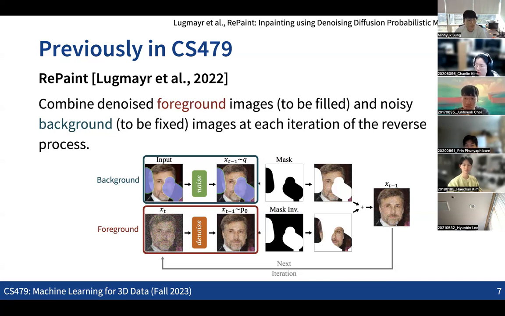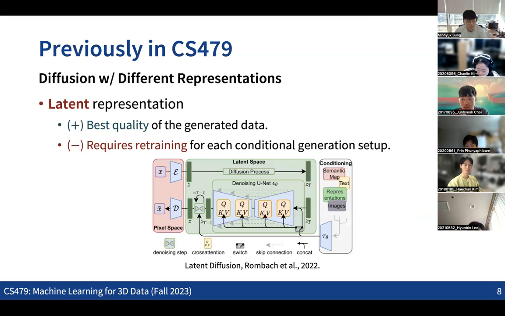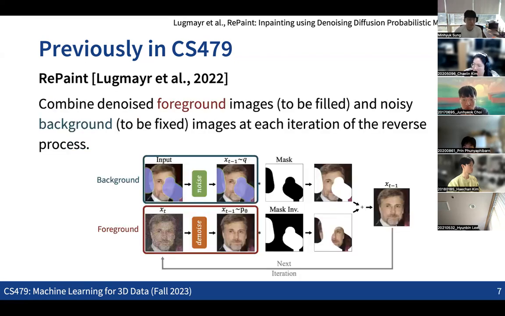What we could see in those cases was that we are using diffusion models and doing manipulation in the pixel space. We also discussed two different ideas for running diffusion models with different representations. One is using a latent representation, so that we can decrease the dimension of the data and more efficiently train the models while also achieving the best quality. But for those cases, we cannot do this kind of composition, right?